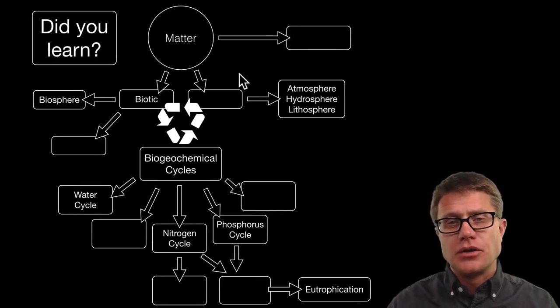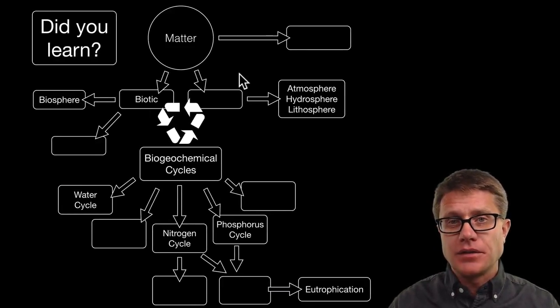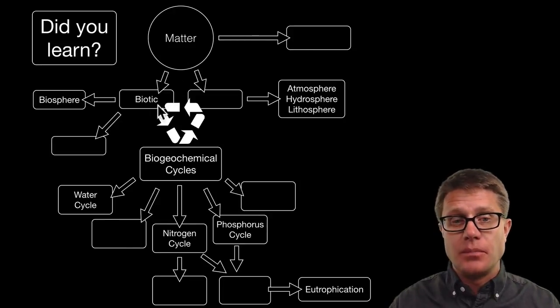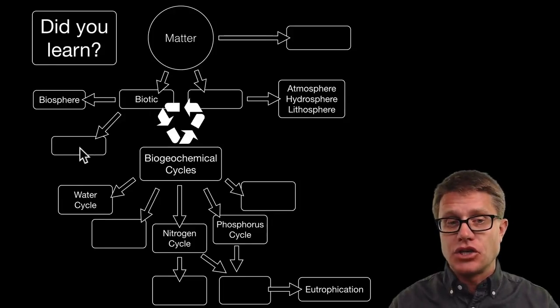So did you learn the following? Could you pause the video right now and fill in the blanks? Remember, matter is conserved on our planet. We have a set amount. It moves through the biotic and abiotic spheres. A good way to remember the nutrients we need is SCHNAPS.